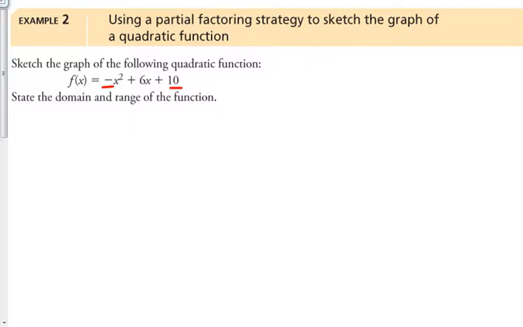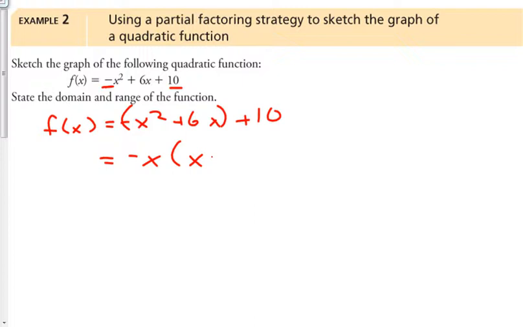So what we're going to do instead is a partial factor. So I have f of x is equal to negative x squared plus 6x plus 10. I'm going to factor a negative x out of these two terms. Negative x times x minus 6 plus 10. This is still equivalent. I can do this.